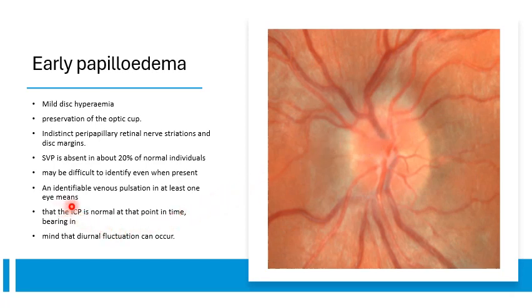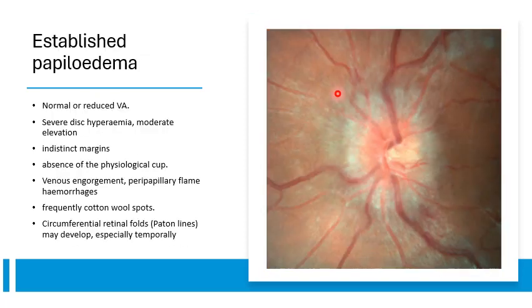As I mentioned, identification of venous pulsation in at least one eye means that the intracranial pressure is normal. In cases with established papilledema, the visual acuity may be normal, or the patient may suffer what we call visual obscuration. So he or she will have very short transient disturbance of the vision. There is a severe hyperemic disc edema and moderate elevation. The margins are ill-distinct, they are edematous. There is absence of the physiological cup in established cases.